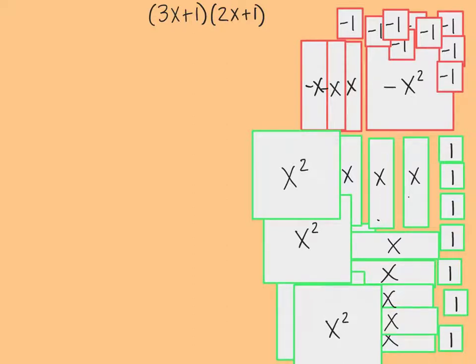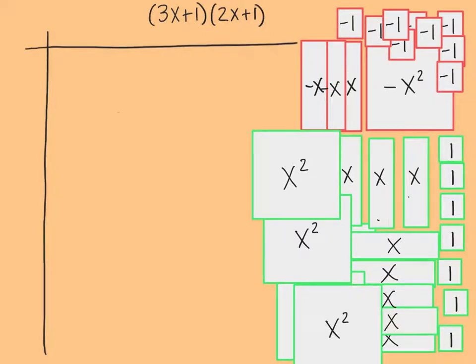So the first step is I'm going to make my chart. And then I'm going to fill in with each polynomial. So the first one we have is 3x plus 1. So this 3x here tells me I have 3 x's. So I'm going to fill in with x, x, x, and then we have a plus 1. And then for the top one, for our second polynomial, we have 2x plus 1. So we have 2 x's. And then a positive 1.